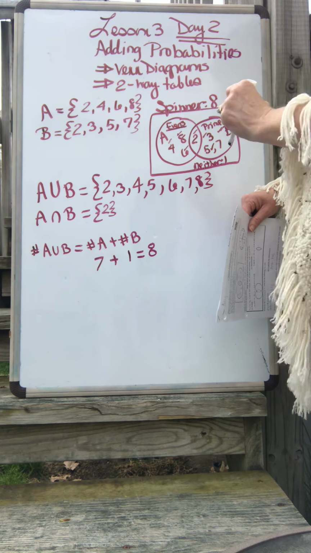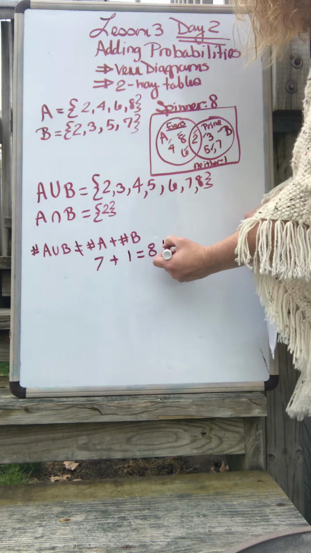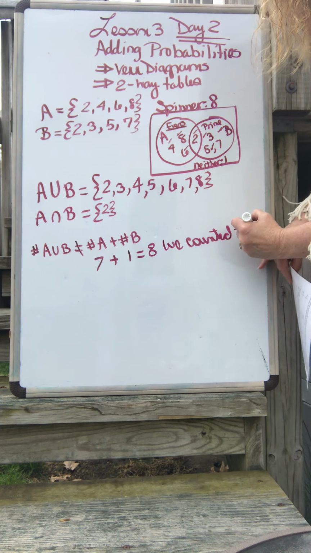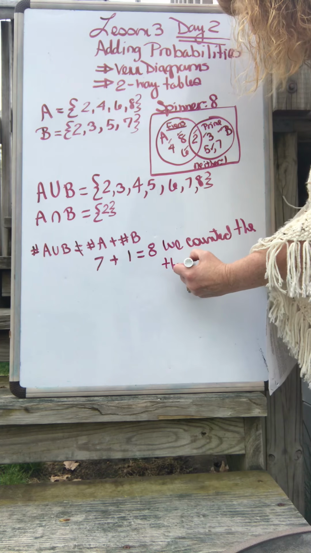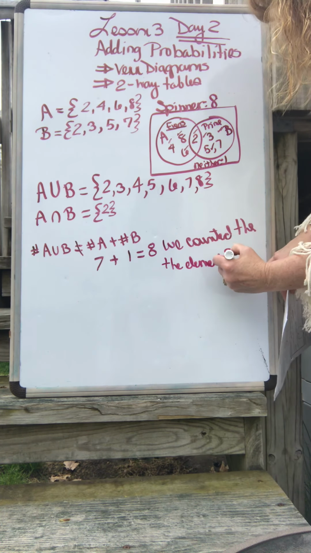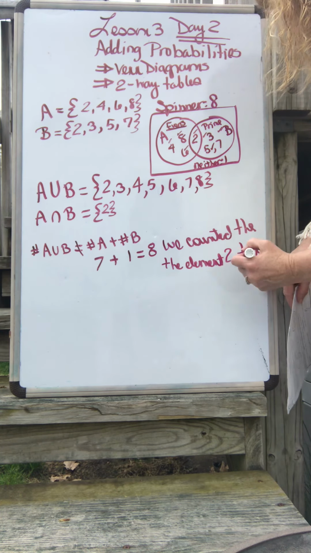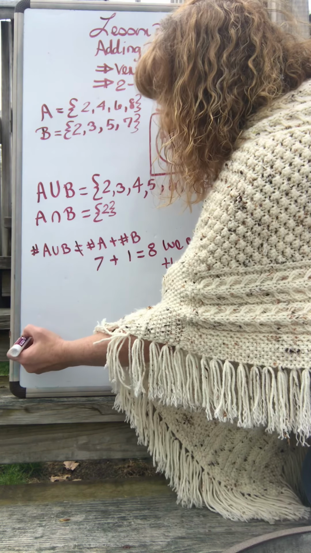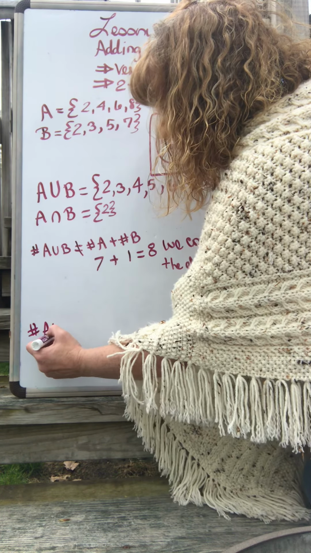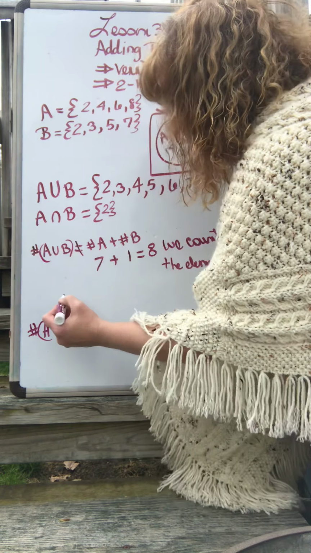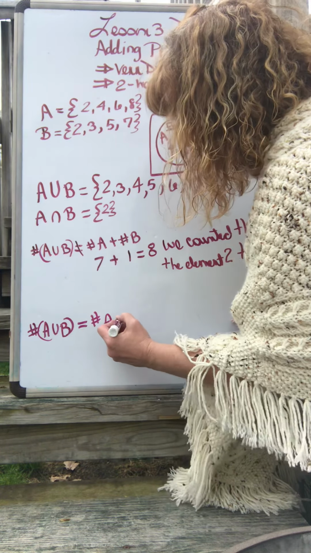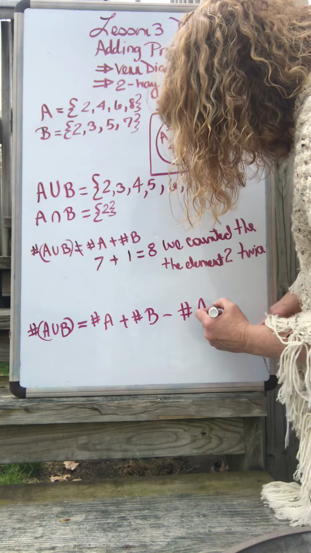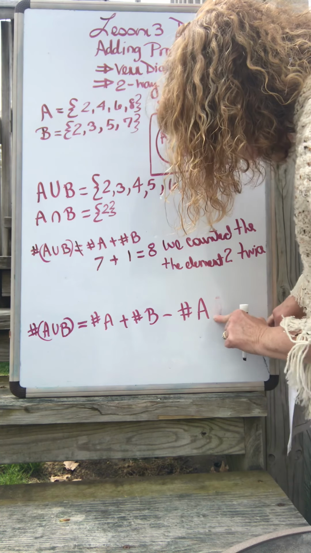So this is why this will not work, because here we counted the element 2 twice, and we can't do that. We can only count it once. So therefore, if I want a true statement, I would have the number in A or B, which I probably should put parentheses, is going to equal the number in set A plus the number in set B minus the number in A and B.